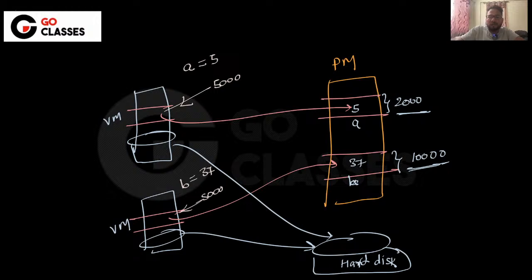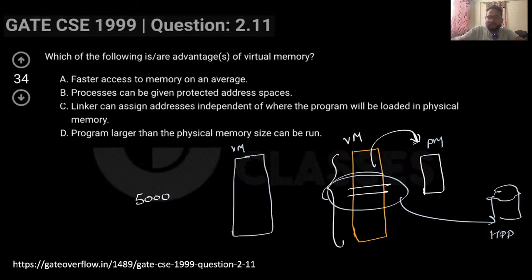I hope you understood. Now, what they're saying is that yes, we are giving the protected area. Linker can assign addresses independent of where the program will be loaded in the physical memory. That I agree. Basically the linker just binds the addresses, but it is not about the advantage of virtual memory, right? Or do you think this is an advantage of virtual memory?